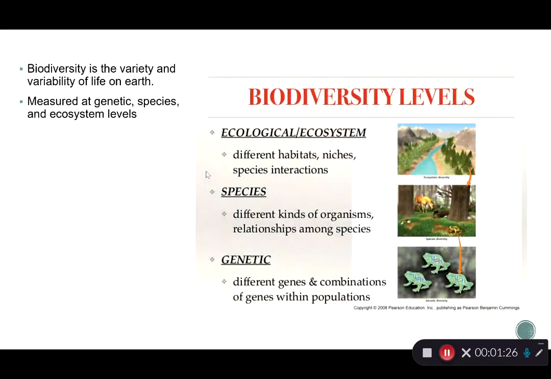So, the definition of biodiversity is pretty simple. It's the variety and variability of life on Earth. Bio obviously means living, and so we're talking about plants, animals, bacteria, fungi, all of those things that make up the biotic component of our ecosystem and our biosphere. And there's different ways to measure biodiversity.